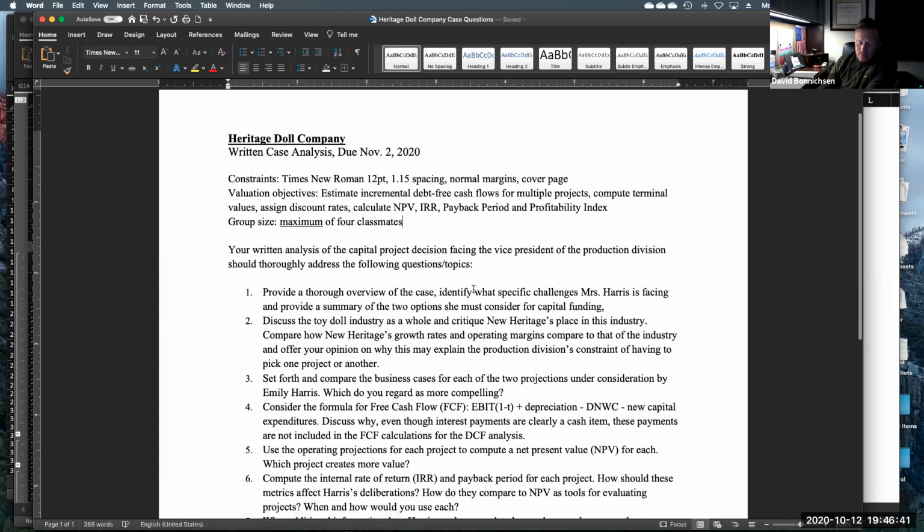The constraints, please, please, please, right? Times New Roman 12, 1.15 spacing, normal margins, give me a cover page. Your valuation objectives. I apologize.